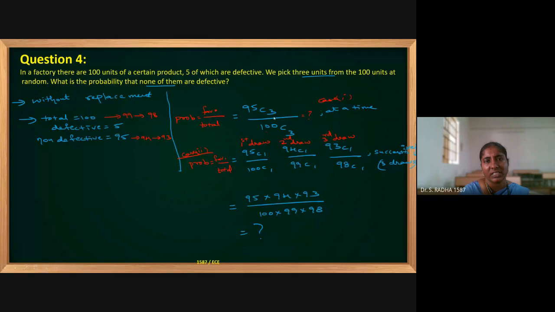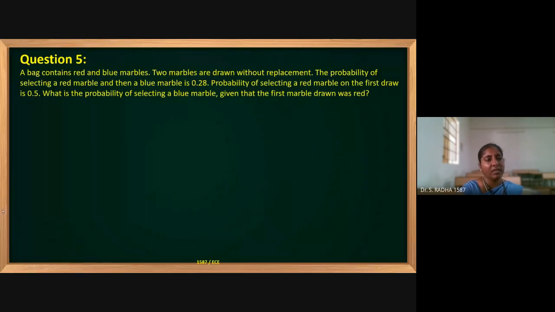In that one single stretch, if you are taking from the non-defective, this is the favorable outcome, so 95 C3, and total is 100 C3. You can calculate in case 1 or case 2, the final probability value is 0.856. I have calculated it offline. You do it by case 1 or case 2, all at a time or one by one, first draw, second draw, third draw. Both the calculations give the same answer.